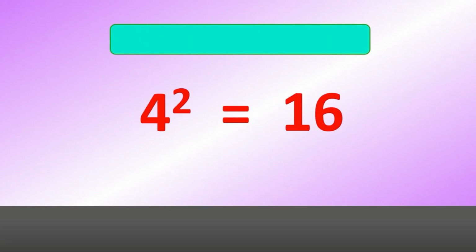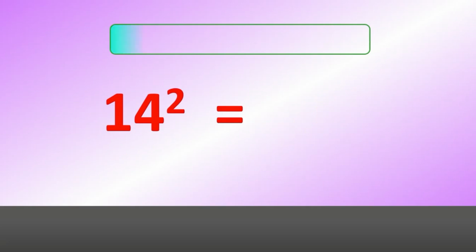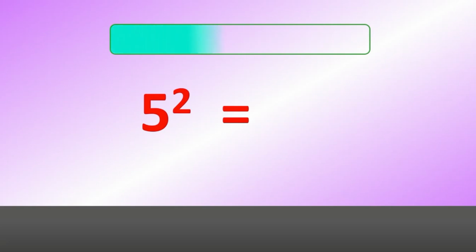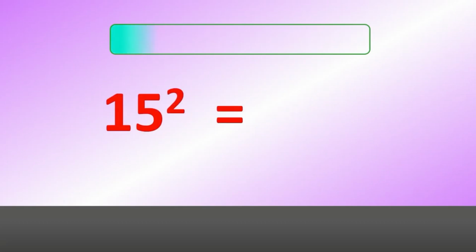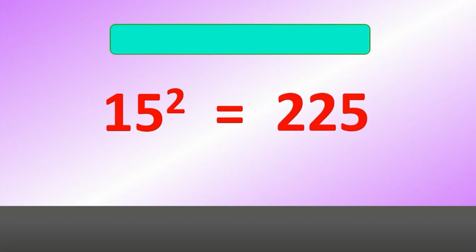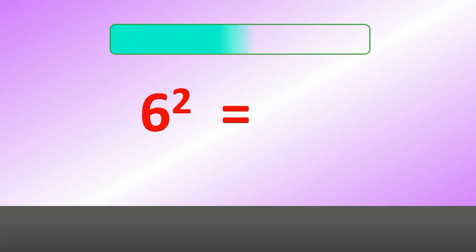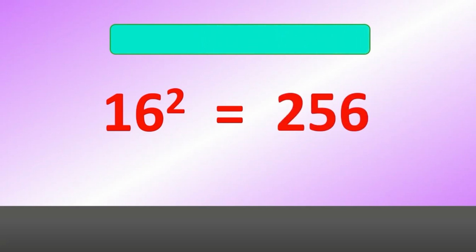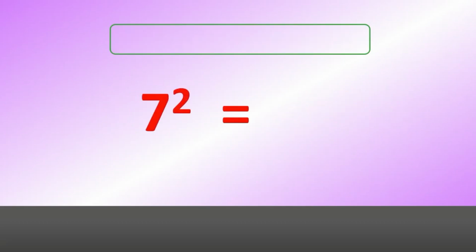4 squared is 16. 14 squared is 196. 5 squared is 25. 15 squared is 225. 6 squared is 36. 16 squared is 256.